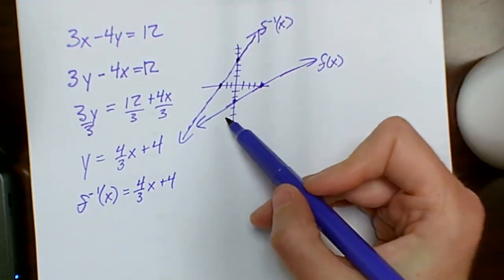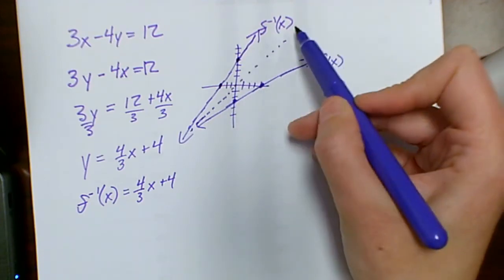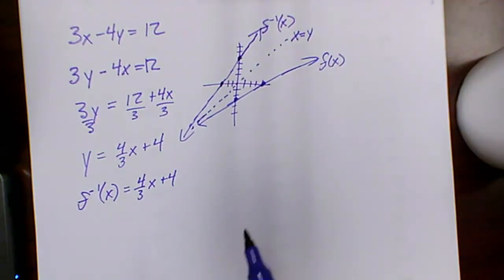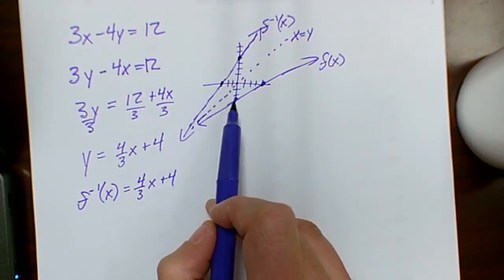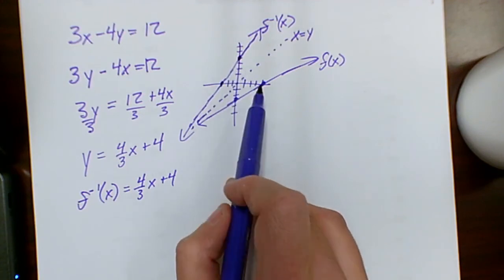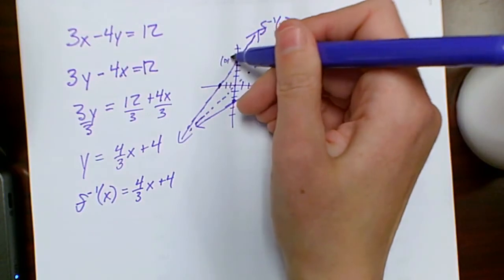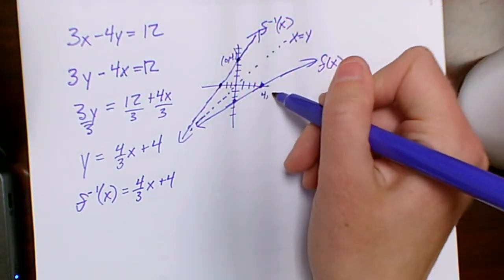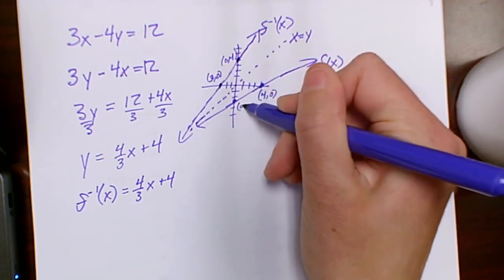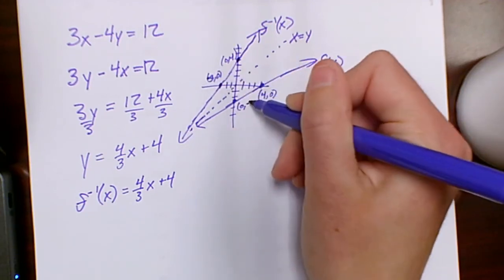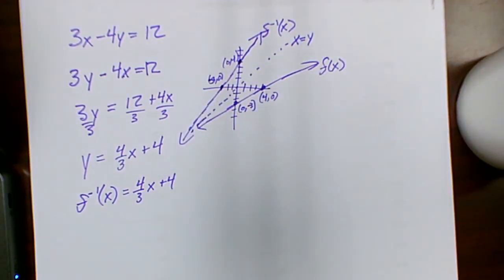And what's neat about this is that along the x equals y line, there's a mirror image. So for every dot you have up here, you should have one down here. And as you can see, we have 0, 4. And if you flip those around, we have a 4, 0. For every 3, 0 we have here, we have a 0, -3 here. So inverse functions also have inverse points.